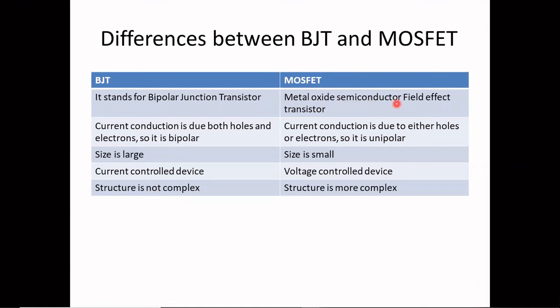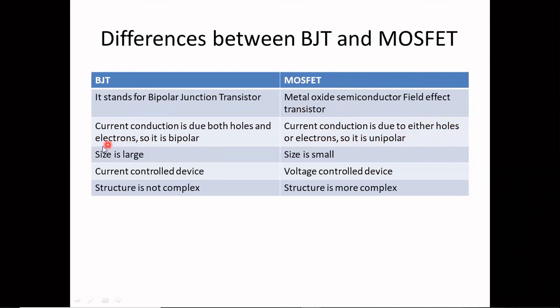It is called as field effect transistor because a channel is formed because of the application of the gate voltage. In BJT, current conduction is due to both holes and electrons, so it is called as bipolar transistor. In the MOSFET, current conduction is due to either holes or electrons: holes in the PMOS and electrons in the NMOS. So it is called as unipolar junction transistor.